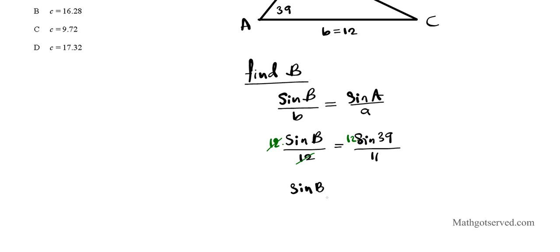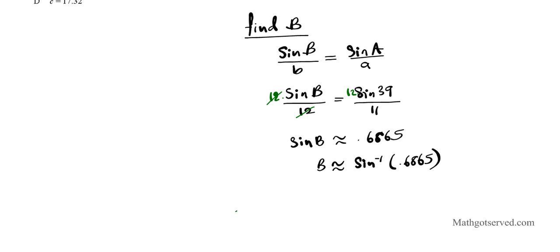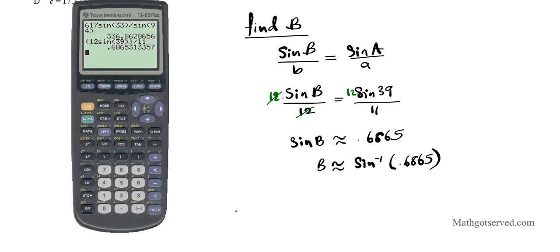So sine B is approximately 0.6865. To get B by itself, we just take the inverse sine of both sides. So we have the inverse sine of 0.6865. Let's plug that into our calculators and see what the value of angle B is. So inverse sine, oh, it's not working. So inverse sine of the previous answer, second function negative.